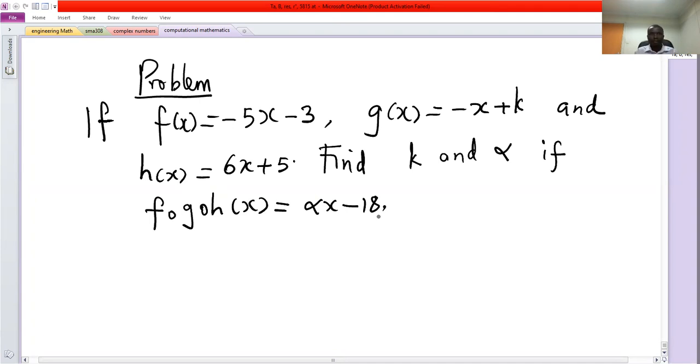Now, to solve this problem, you simply need to interpret this composition, and then the answer you get after computing this composition from these three functions equates to alpha x minus 18. Then solve for the unknowns k and alpha.